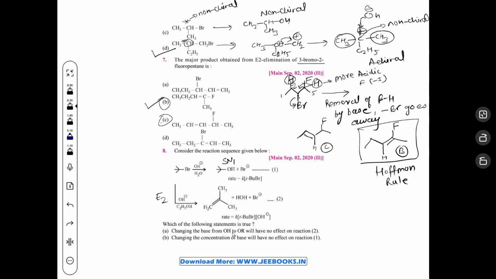Changing the base from hydroxide to alkoxide will have no effect on reaction 2. So this is not true. It is a false statement, because if you change from hydroxide to alkoxide, then the elimination of the proton will be faster, and therefore it will for sure have an effect on reaction 2. Now, changing the concentration of base will have no effect on reaction 1. If you see, the rate of the reaction depends on the concentration of reactants, not on the base. Therefore, statement B is correct. Let's see what option C is.